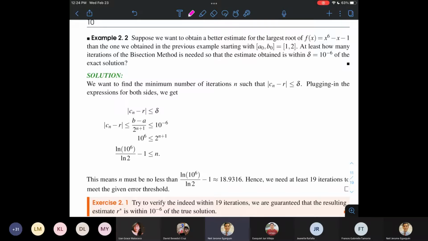Look at example 2.2. So here we suppose we want to get a better estimate for the largest root of x to the 6 minus x minus 1. Same function as we looked at last time, all right? And then i-keep natin yung starting bracket, or yung starting interval, to be 1, 2. The question is not to find an estimate for the root, but to see at least how many iterations of the bisection method are needed so that the estimate obtained is within 10 to the minus 6 of the exact solution.